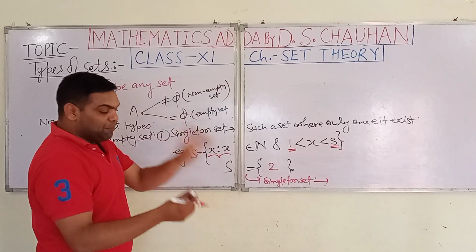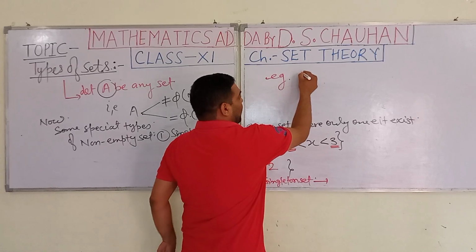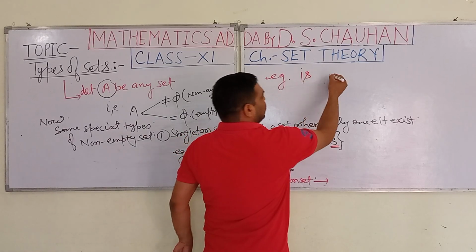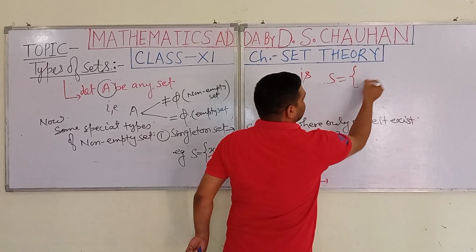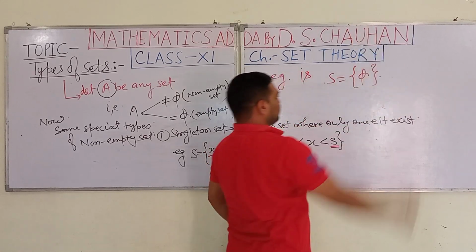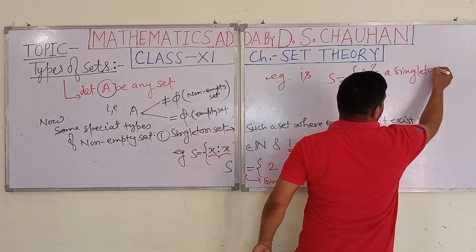Well students, now see here, being a singleton, this is also a non-empty set because it has one element, which means it is not vacant. Well students, I am telling you one more example, try to understand.